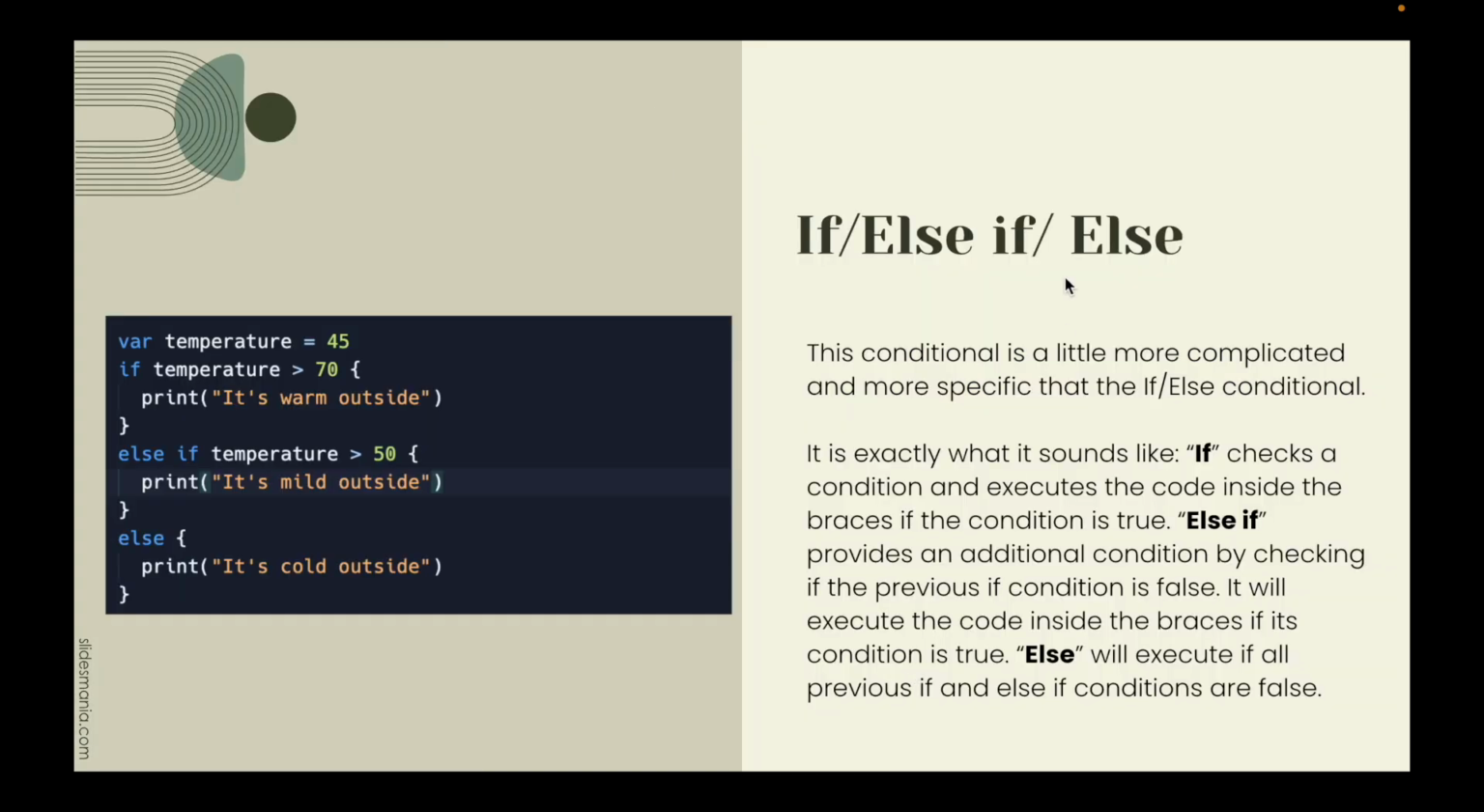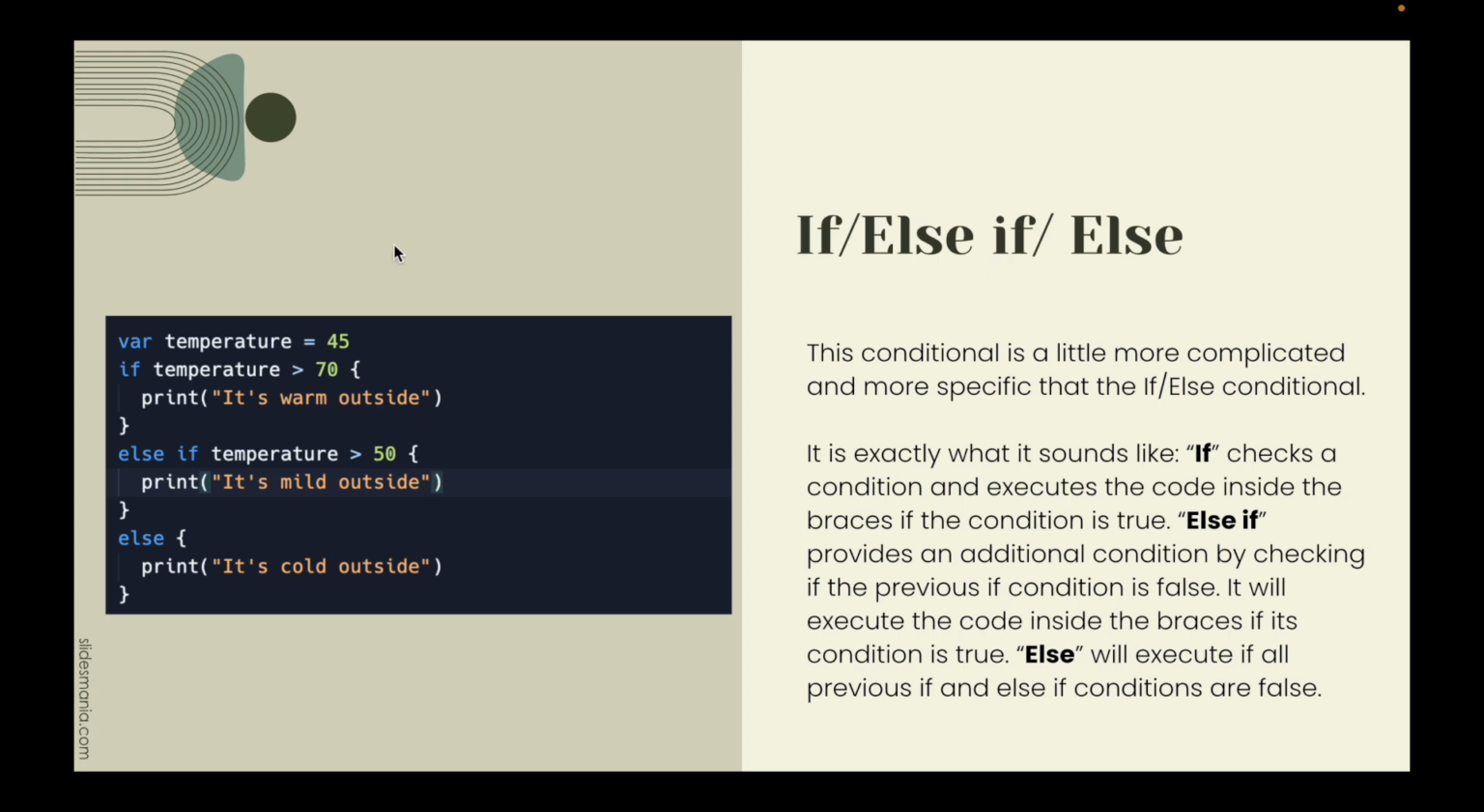And then we also have the if, else if, and else. So this conditional is a little more complicated and more specific than the if-else conditional. It is exactly what it sounds like. If checks a condition and executes the code inside the braces if the condition is true. Else if provides an additional condition by checking if the previous if condition is false. It will execute the code inside the braces if its condition is true. Else will execute if all previous if and else if conditions are false.